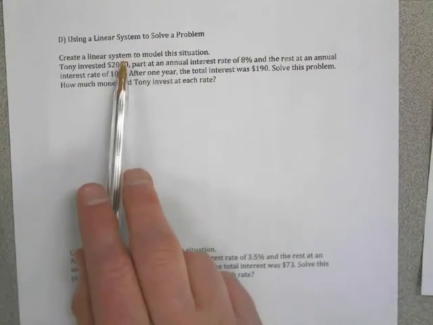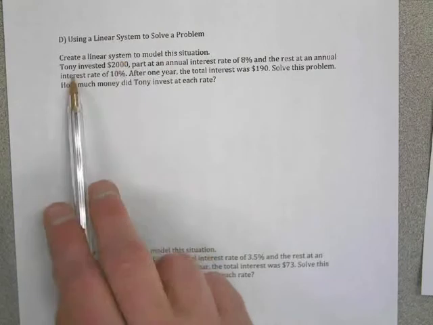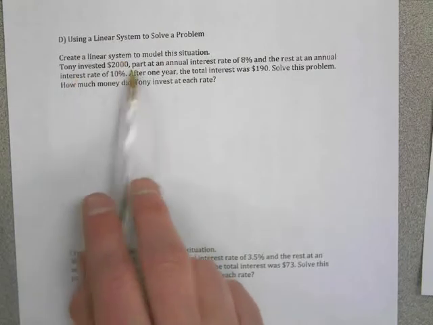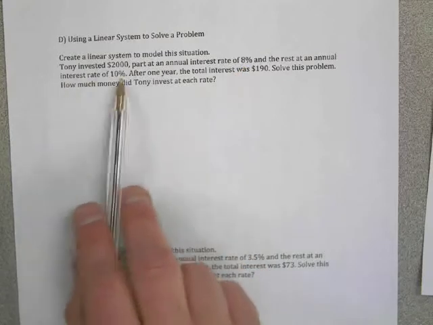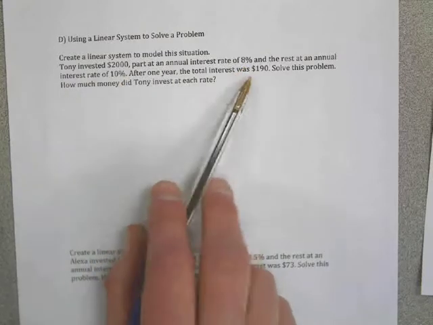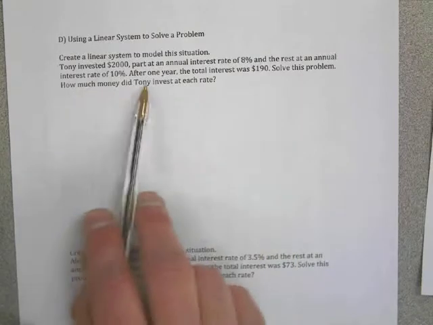Once again, a linear system involves two equations, so we've got to get two equations. Tony invested $2,000, part at an annual interest of 8%, the rest at an annual interest of 10%. After 1 year, the total interest was $190. Solve this problem. How much money did Tony invest at each rate?